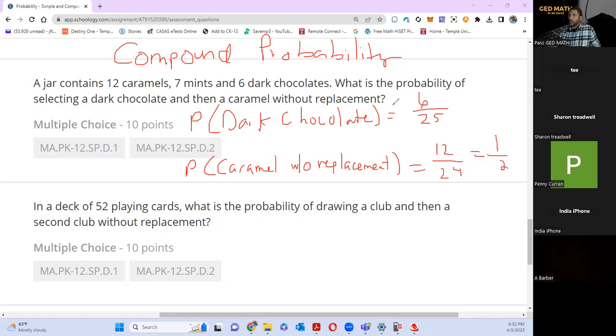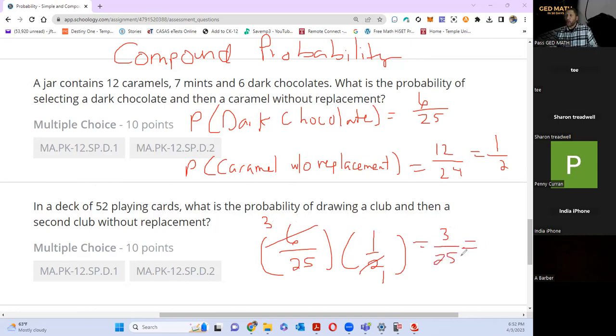Remember, compound probabilities, you take each event and you multiply them by each other. So 6/25 times 1/2. I'm gonna cross cancel. 2 going to 2 one time. 2 going to 6 3 times. That's 3/25 or 0.12 or 12%. Even though I'm not telling you on this question, because I don't know what the multiple choice is.